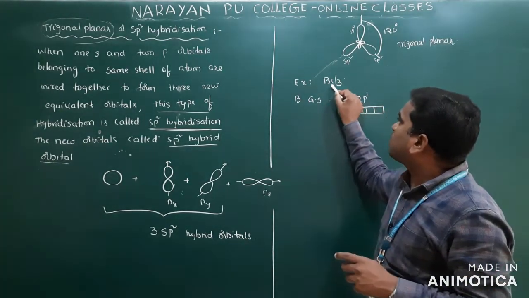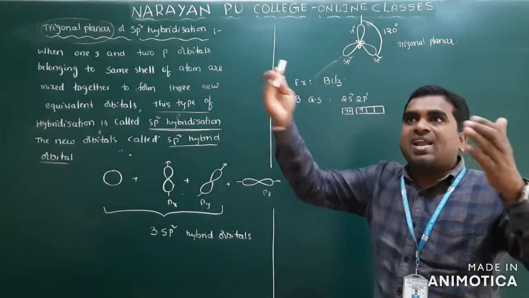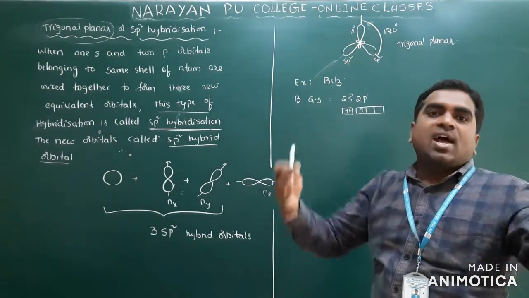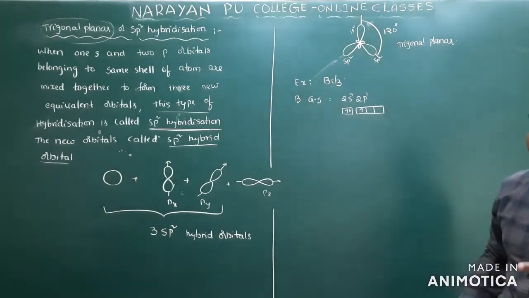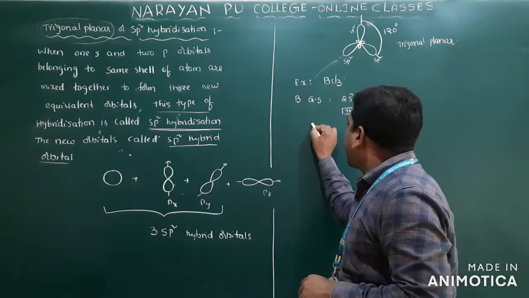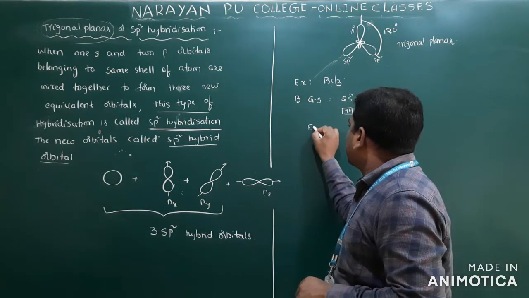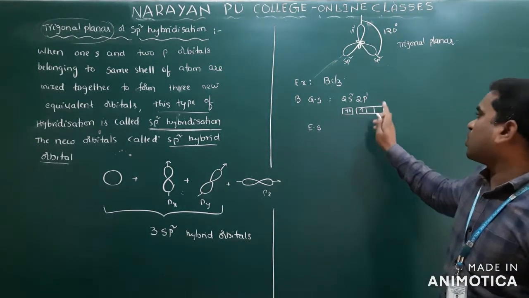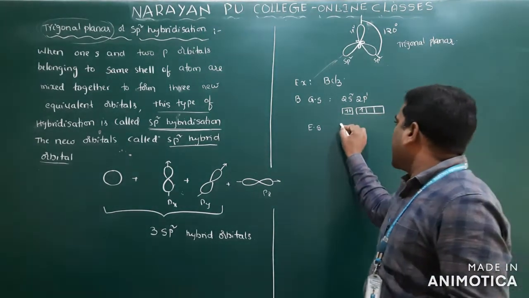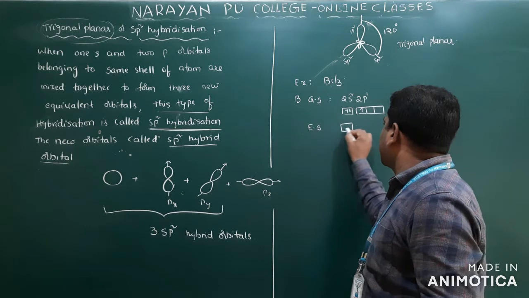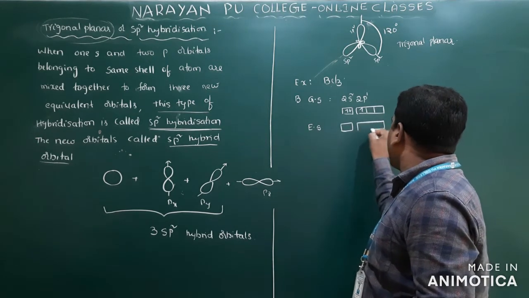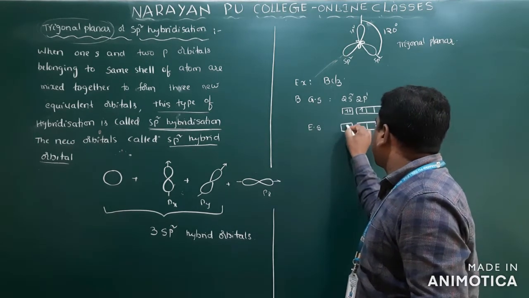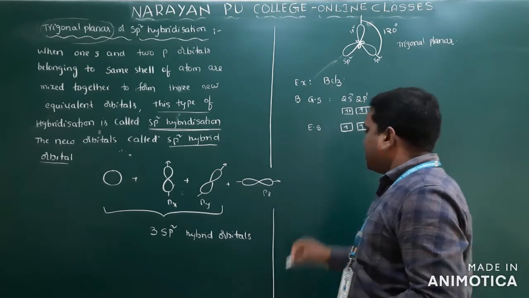But how many bonds is it forming here? Three chlorine atoms are attached to the boron, which means boron should form 3 bonds. Three bonds means you have to write the excited state. In the excited state, one of these electrons jumps into the p orbital. Why does it jump? Because the energies of the orbitals are almost the same. So that's why one of these electrons will jump here.